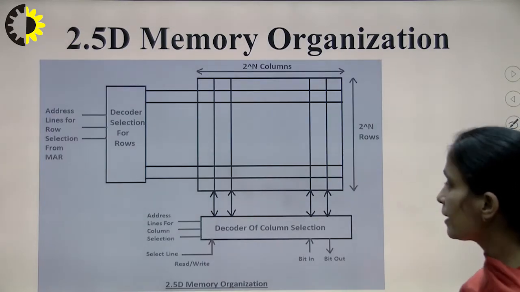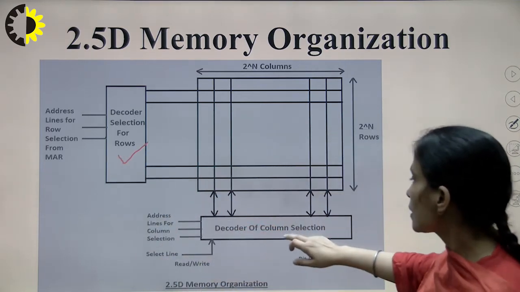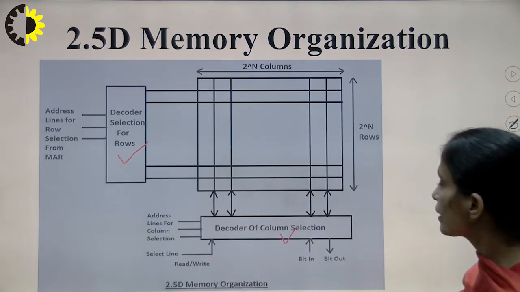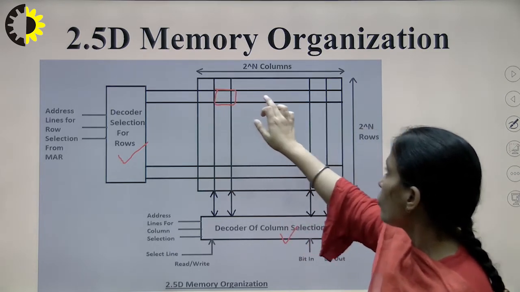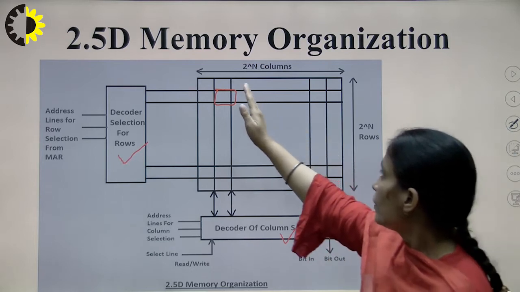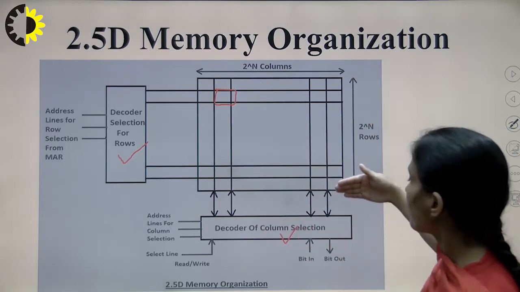So, this is my decoder for row selection, this is my decoder for column selection. Accordingly, I will be selecting a particular cell. There will be 2 to the power n number of columns and there will be 2 to the power n number of rows.